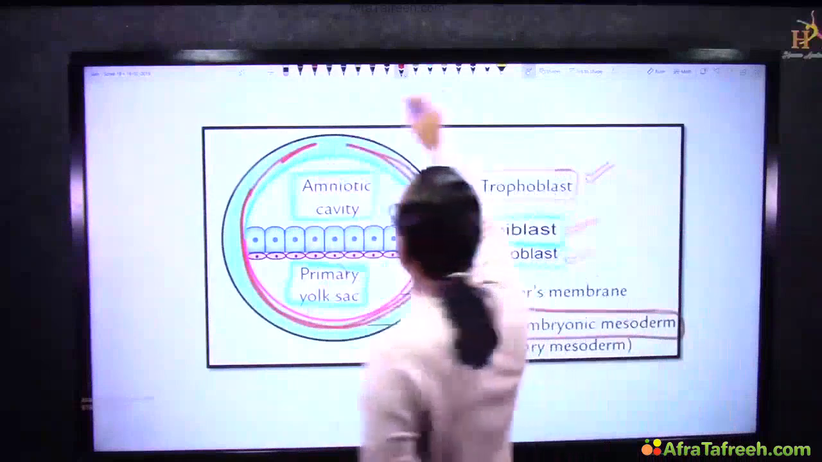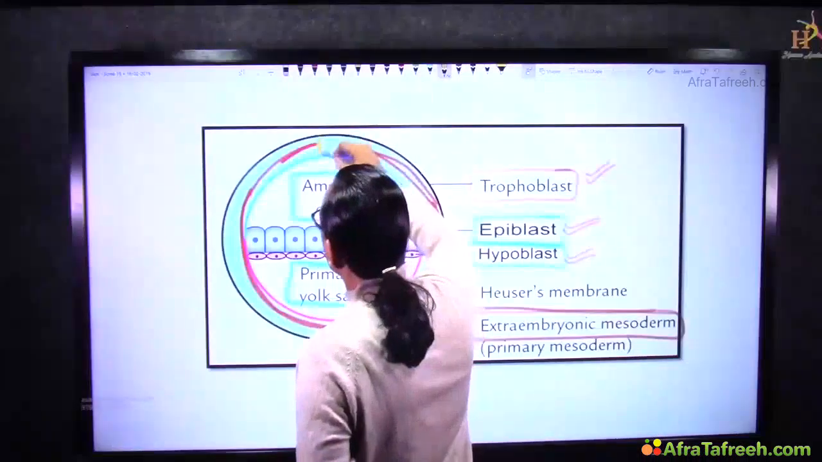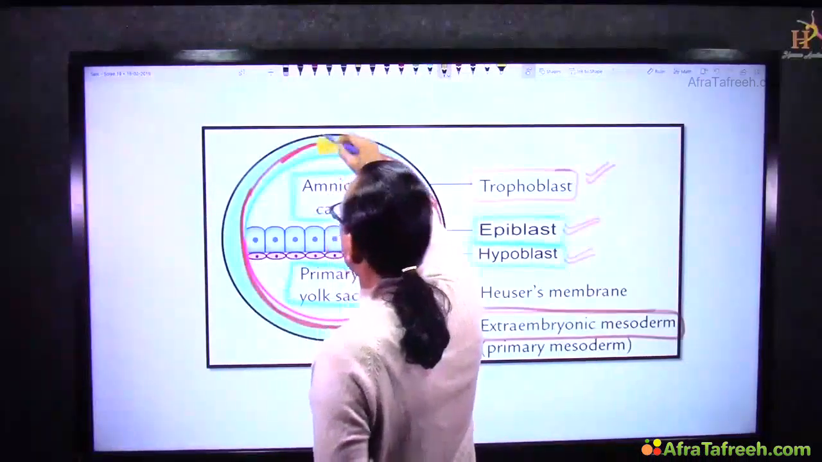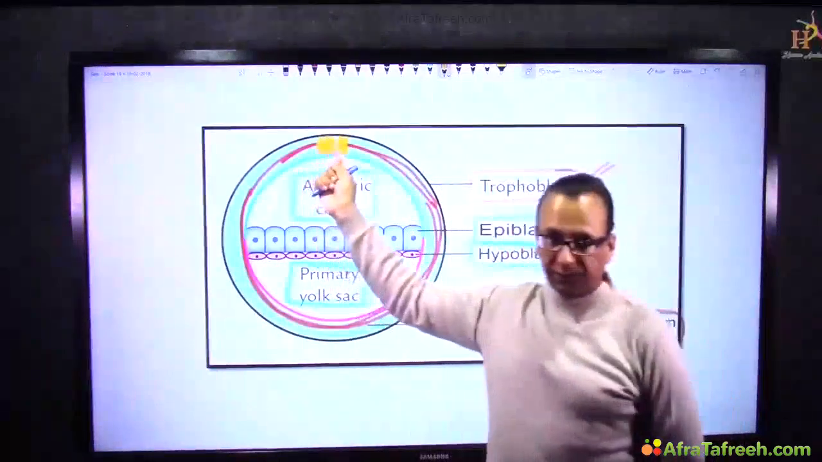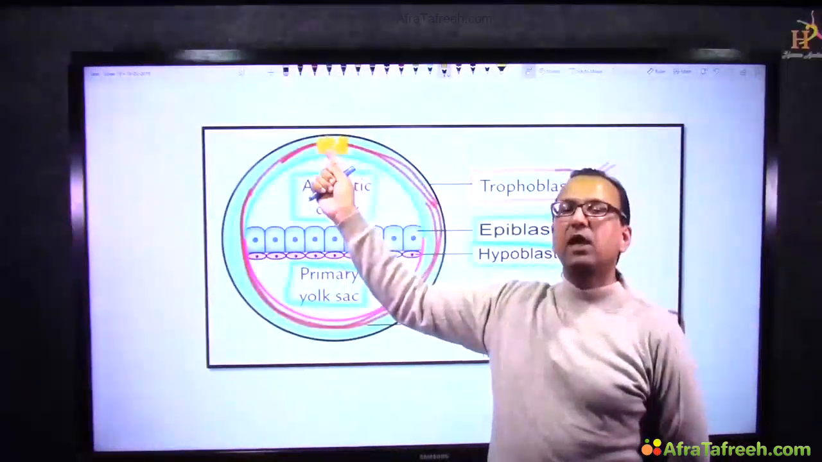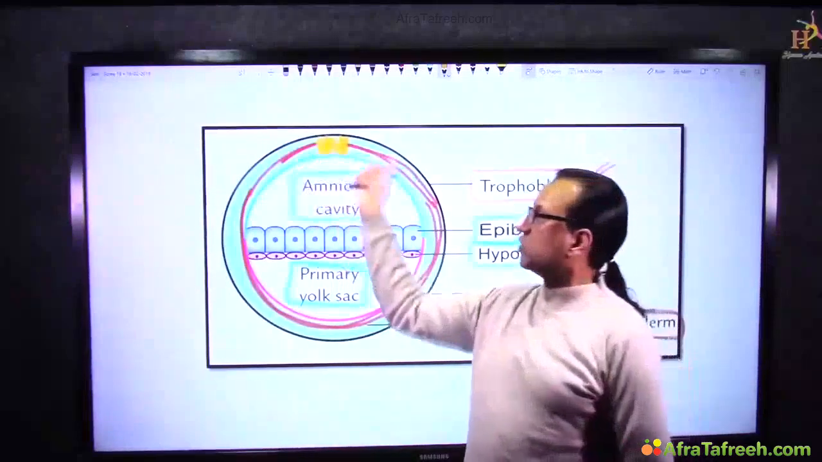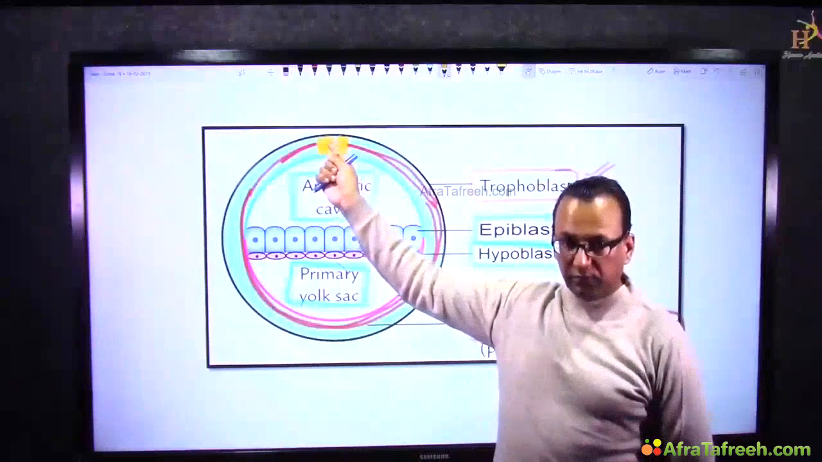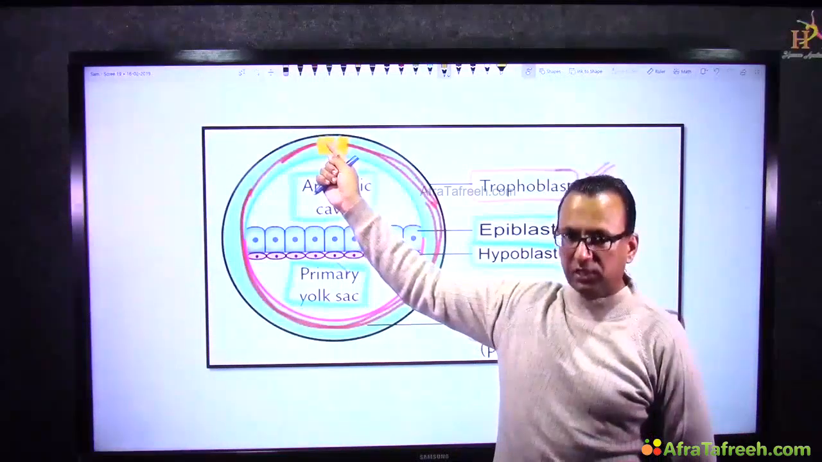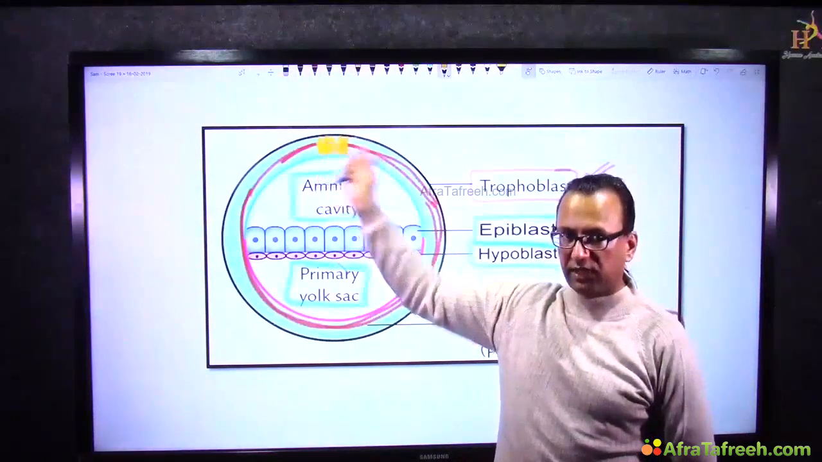Which area is it missing from? From this area. If it is missing from this area, what is that called? That will be called the connecting stalk, the primary umbilical cord. So some connecting stalk will form, or primary umbilical cord will form. Yes. Can we see some diagram for that? Yeah, the next diagram comes like that only.